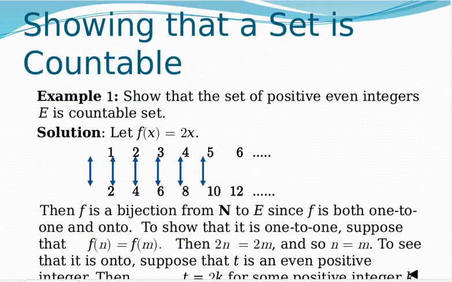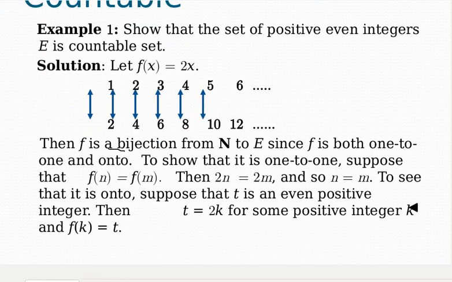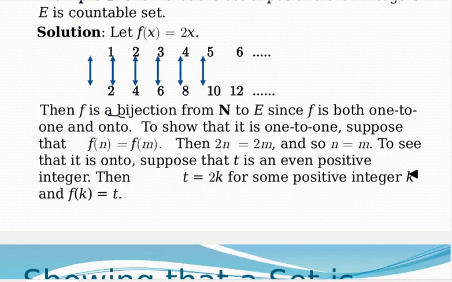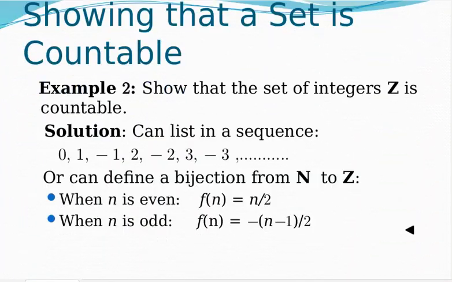To show that a set is countable, we map from 1 to 2, 2 to 4, 3 to 6, and so on. So f is a bijection from the natural numbers to E, which is the set of positive even numbers. So they are also countable. So we can keep on counting them until we reach some place.